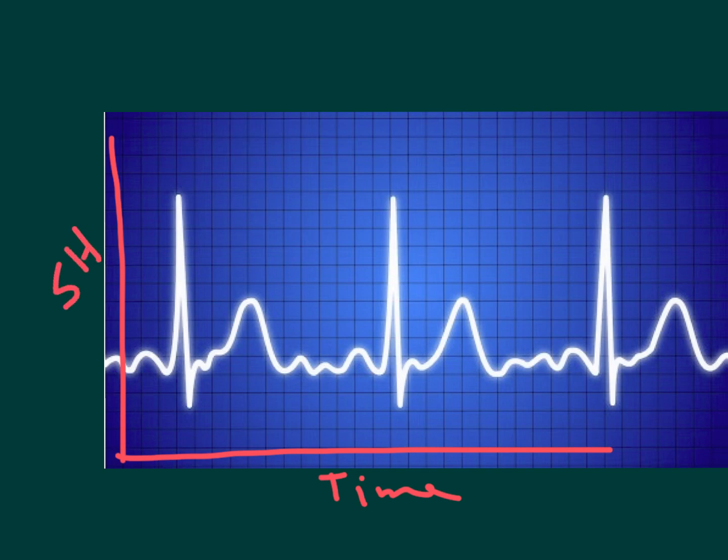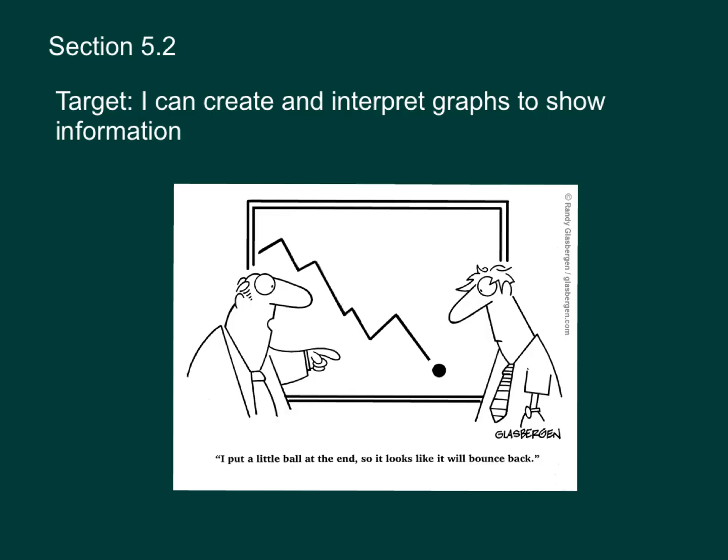In this unit, we're going to go over how to interpret a line graph and how to use it to gather information you need to solve a problem. So the target for this unit is: I can create and interpret graphs to show information.